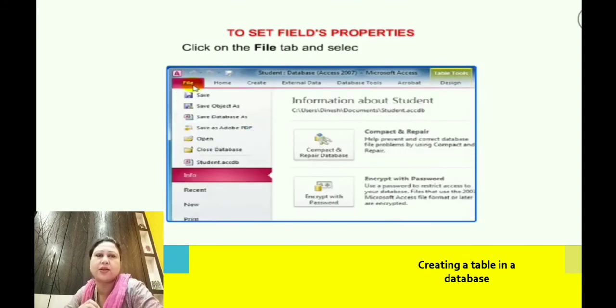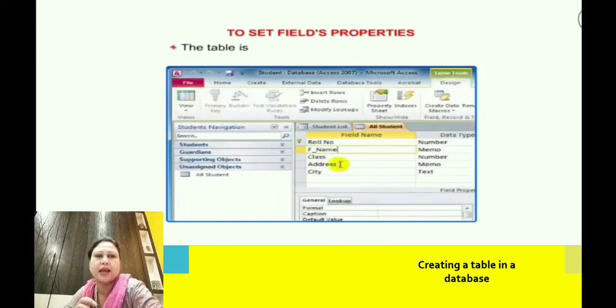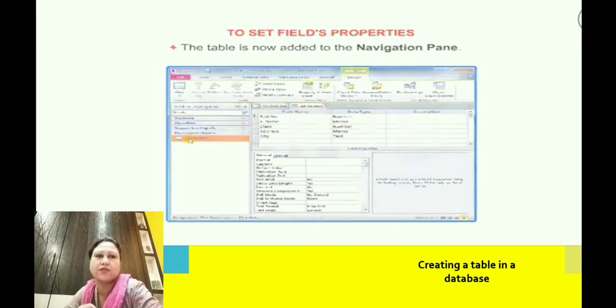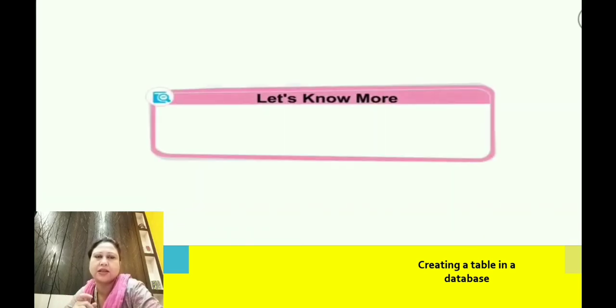Then you have to click on the File tab, and then select the Save option, as you can see there on the screen, and the table is now added to the navigation pane where we have all the different objects of our database. So let's know more.